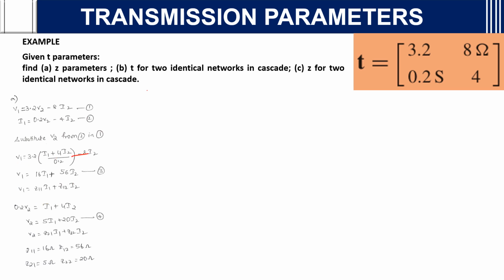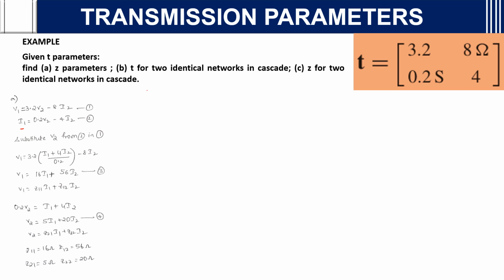Initially it is in the form of V1, V2 and I2. What we want is V1, I1 and I2. So we substituted the V2 equation so that it is in the form of I1 and I2. If you substitute, you will get V1 is equal to 16 I1 plus 56 I2. So Z11 is 16 and Z12 is 56.